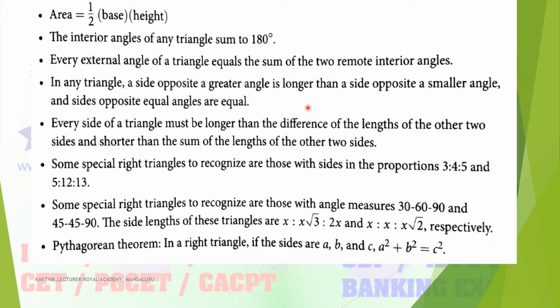Okay, so next, triangles. Two types of triangles you can study. The area of the triangle is equal to half into base into height. So there are two different types of triangle. One is this type of triangle, which is called a right angle triangle. The next one is the equilateral triangle.